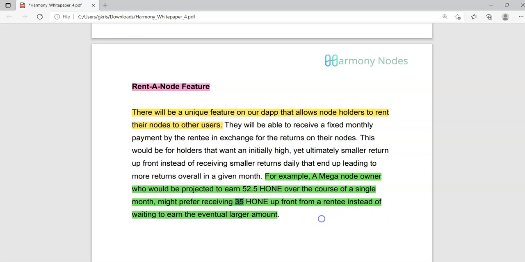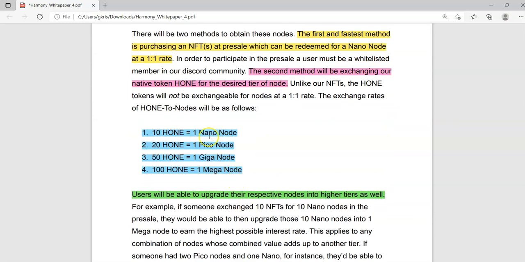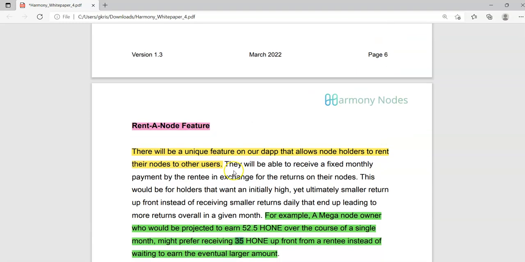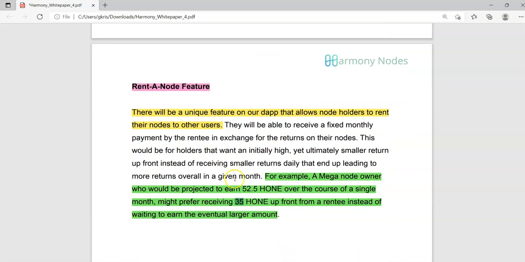The good thing is you can take this 35 HON and compound it to buy a new node, like another 1 Pico node and 1 Nano node, and you can start earning there itself. So it's compounding in nature. I like this concept. Again, this entirely depends on the cost of the node. If it keeps going up, then renting is going to be the best option and you can make a good amount of money. And of course, for any project, adoption is the key. But I'm really excited about this. Let's see how it plays out.